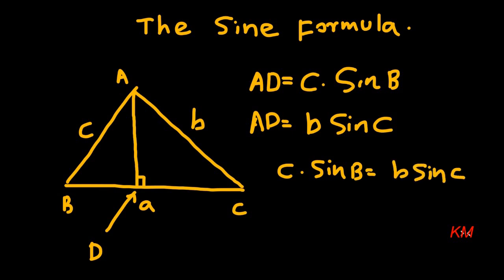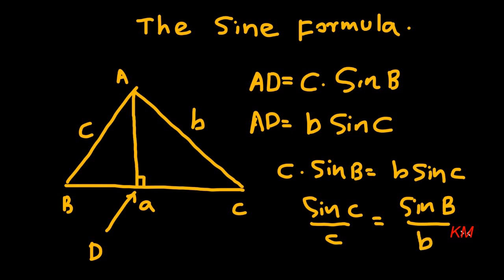Then we can rearrange this expression into another arrangement, that is sin C divided by capital C, which is equal to sin B divided by small b.